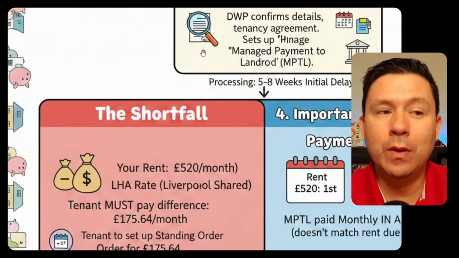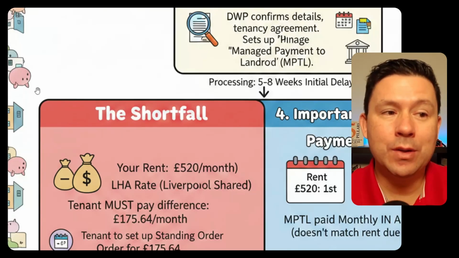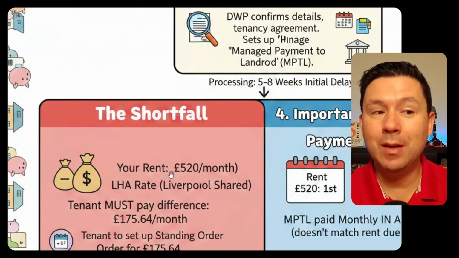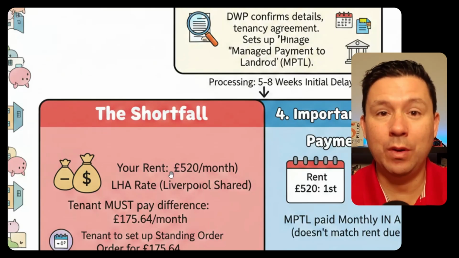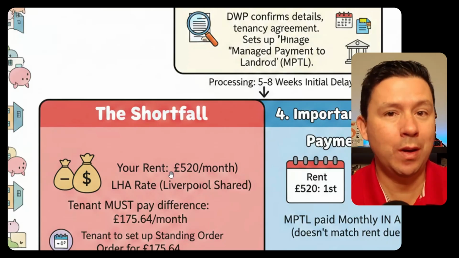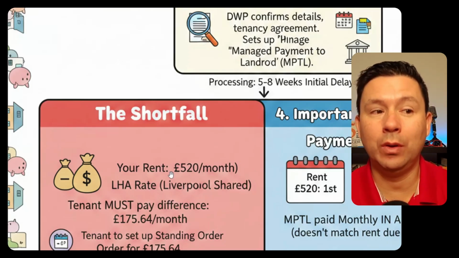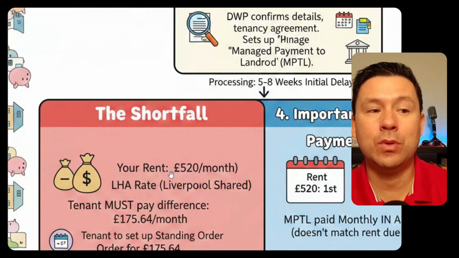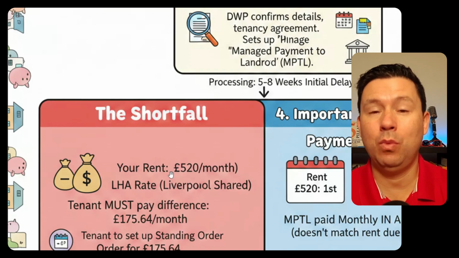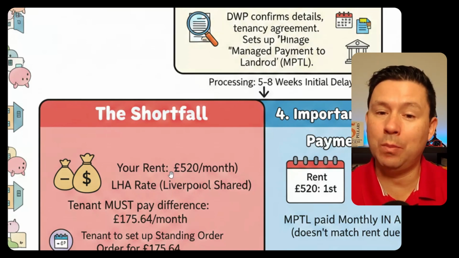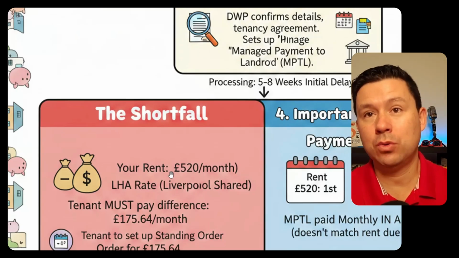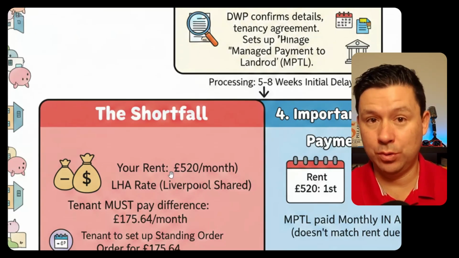Now, there is something else here that you need to take into account. In this scenario that you can see here, the tenant is in a room and he is paying £520 per month. But it's likely that the government, with the local housing allowance, won't be paying that much. And there is going to be a shortfall. In this case, for the Liverpool area, the shortfall is going to be around £175, which the tenant probably will have to pay himself. So you're going to end up with part of the rent paid by the tenant and part of the rent, most of the rent, paid by the council.